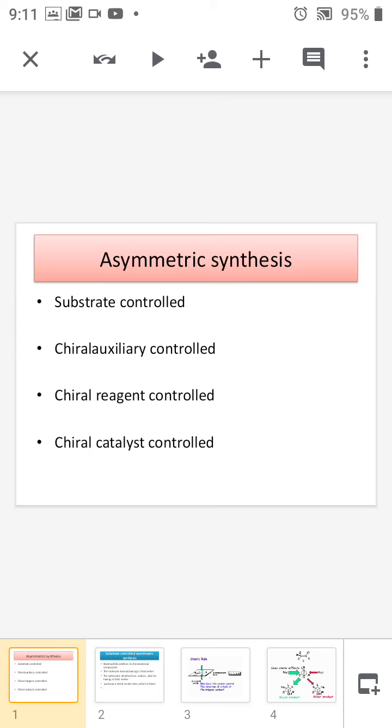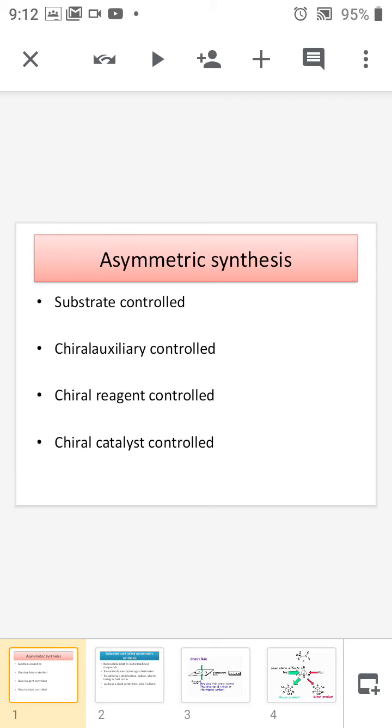Everybody. In the last class, we discussed asymmetric synthesis, what we mean by chiral pool, and the synthesis of ipsenol. So today we are discussing the classification of asymmetric synthesis. There are four different types of asymmetric synthesis. The first one is substrate controlled.